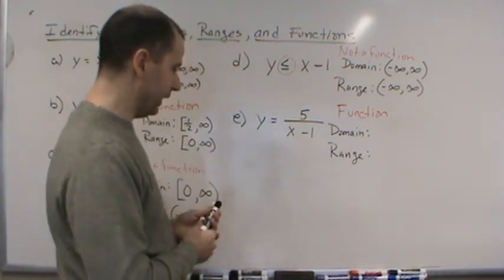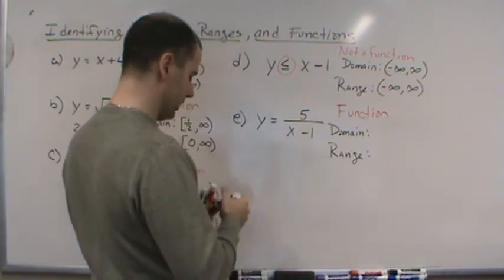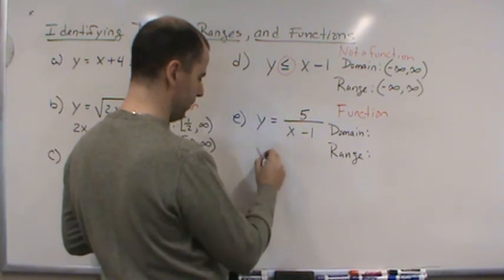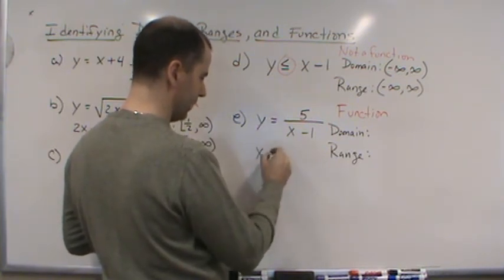So we need to find out when it's equal to 0. One way is just to set it equal to 0. When is the denominator equal to 0? Well, we can set it equal to 0.